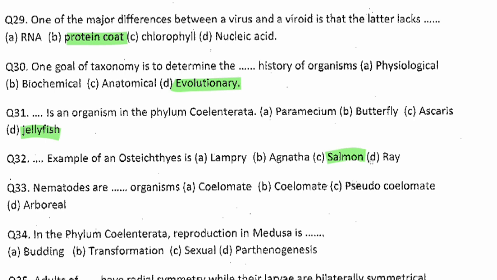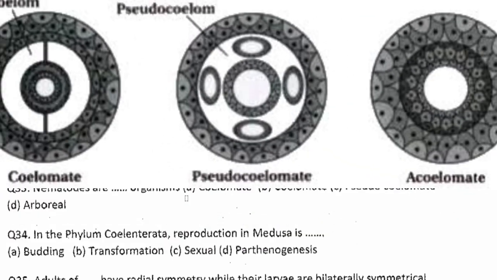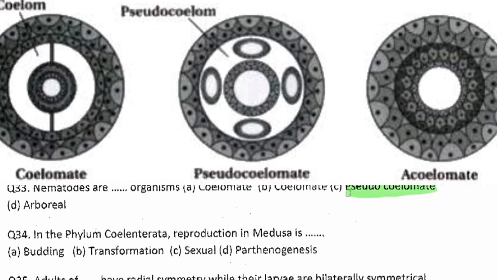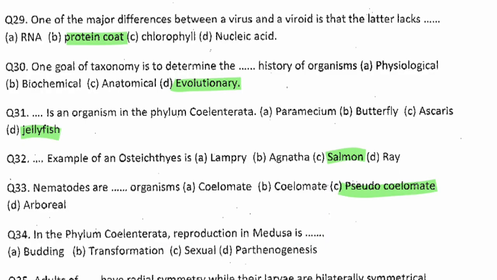Alright, now next question 33. Nematodes are dash organisms. So what are they? They are pseudocoelomate organisms. They have a false coelom. Anytime you hear pseudo, it means false. So they have a false coelom, and that's why they are called pseudocoelomate. This is not coelomate, it's pseudocoelomate. Alright.